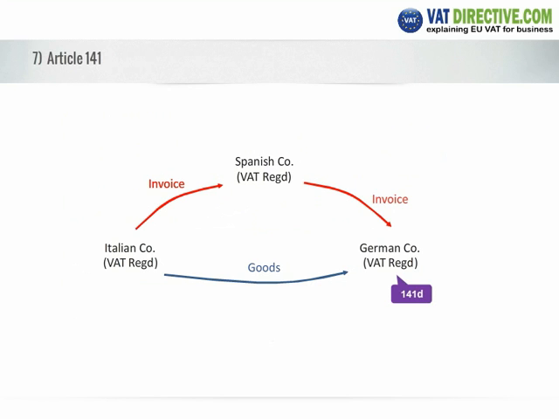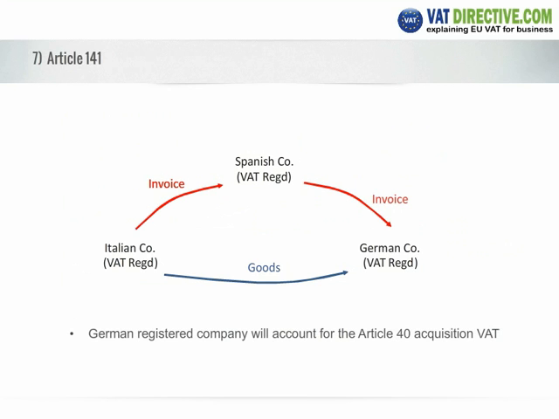That condition's met. And finally, under 141E, acquisition VAT is payable by the German company. So in this particular situation, all the conditions within Article 141 are met and simplification can apply. The German registered company will have to account for acquisition VAT, that's Article 40 acquisition VAT, in Germany. The Spanish company has avoided registering in Germany to account for that acquisition VAT by adopting simplification. The German company will take on that responsibility.